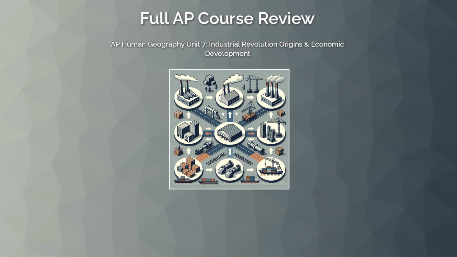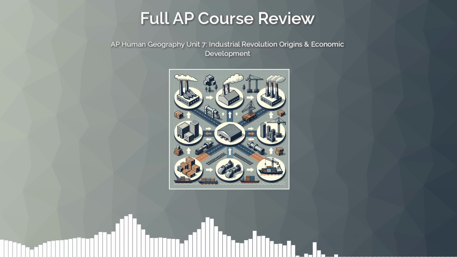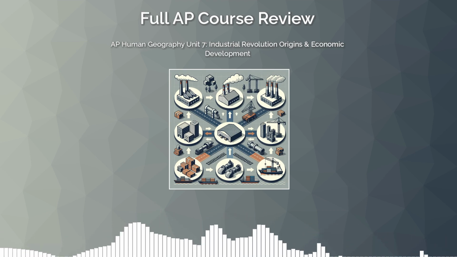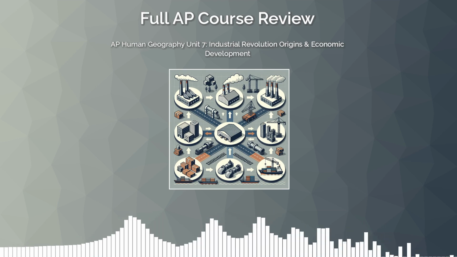Connections to other units. World systems theory does not live in isolation on the exam. It threads through the entire course. In Unit 2, when you study population and migration, remember that labor migration from periphery to core is a world systems phenomenon. Workers move toward capital, just as Wallerstein would predict.